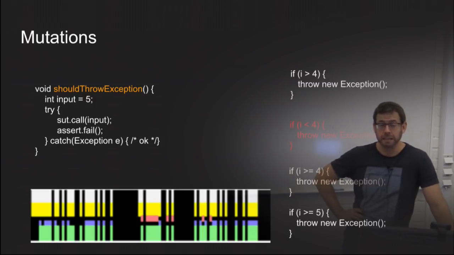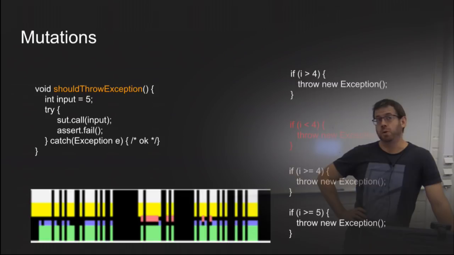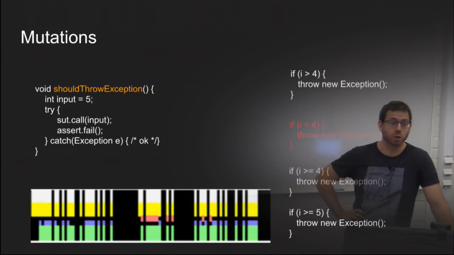This means that, I'm not sure about that, but a mutation score of like 80 or something like that is a good mutation score.